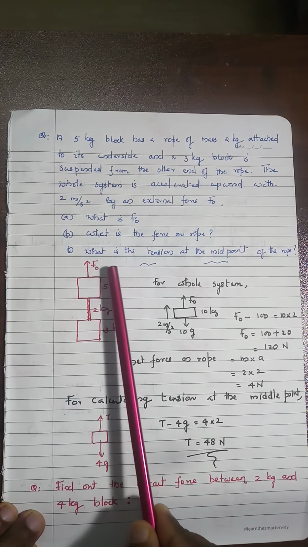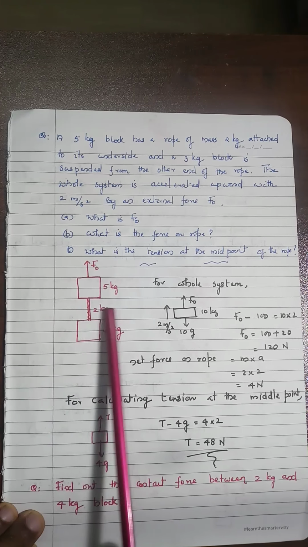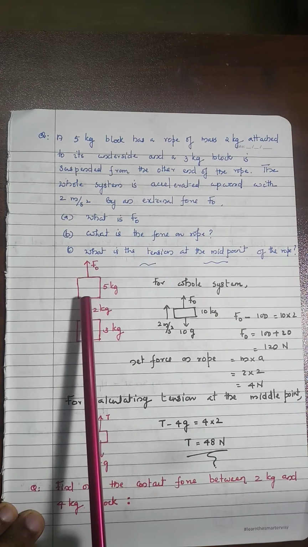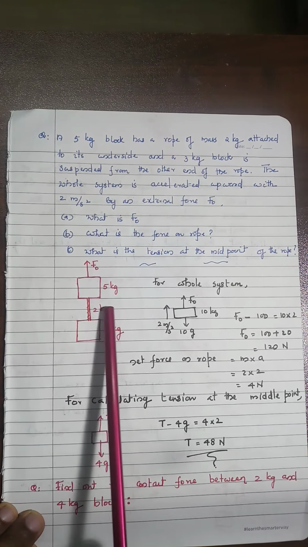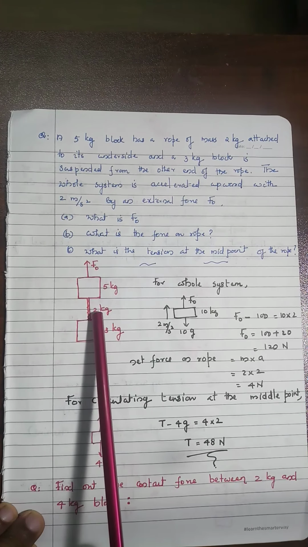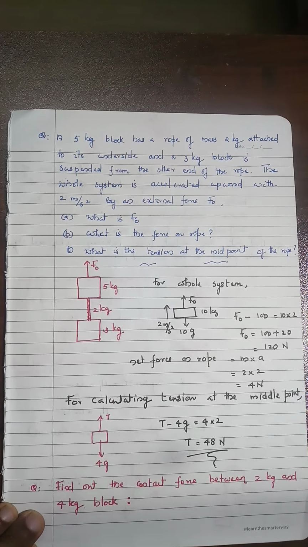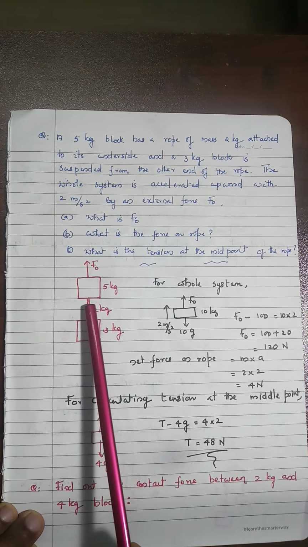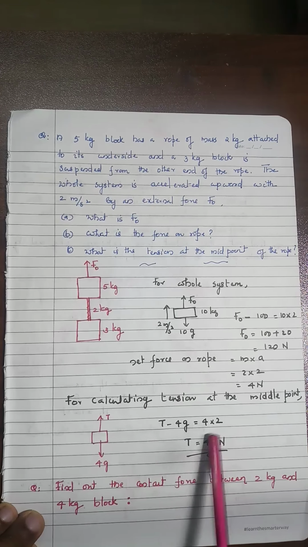And the next question is, what is the tension at the midpoint of the rope? At the midpoint of the rope, that 2 kilogram is divided, so 1 kilogram. With respect to that midpoint, what is the mass acting downward? The string contribution is 1 kilogram, and here already 3, so 3 plus 1, 4. That is acting vertically downward, and the tension is in the upward direction. So T minus 4 into g equal to 4 into a. So you get the answer as 48 Newton.